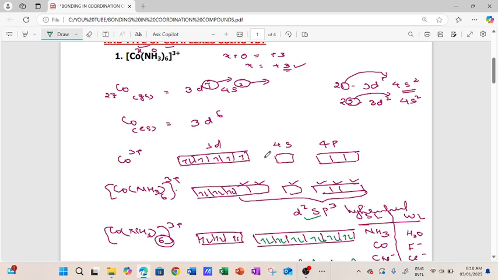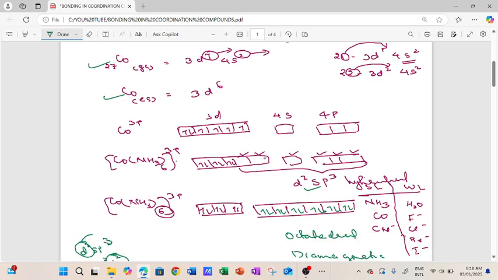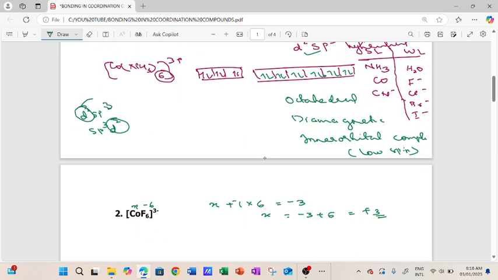Cobalt is 27, 3d7 4s2, same step. And by losing 3 electrons, cobalt is in plus 3 oxidation state, so 3d6. So now 3 steps are to be drawn. I'm going to start with the first step. Cobalt 3 plus, 3d6. So 5 orbitals, 1, 2, 3, 4, 5.